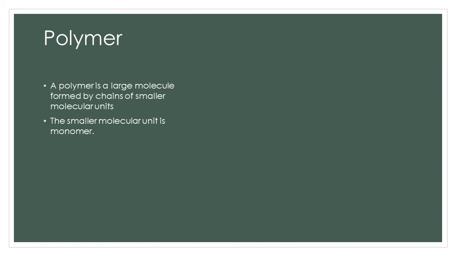Okay, the smaller molecule is the monomer. Mono means one, a unit. So these monomers combine and form a long chain, the polymer. So we have two types of polymer. One is natural polymer. The other one is synthetic polymer.